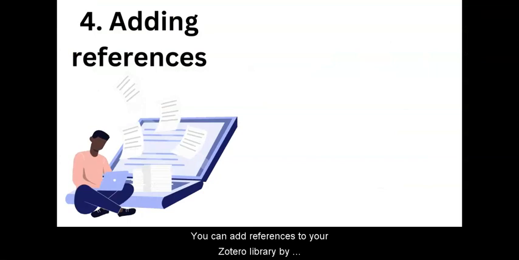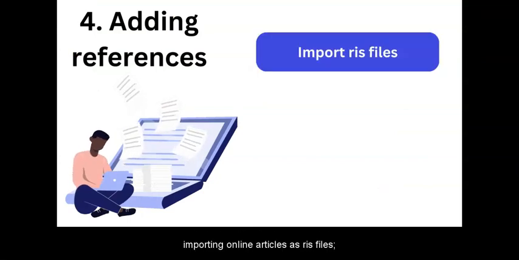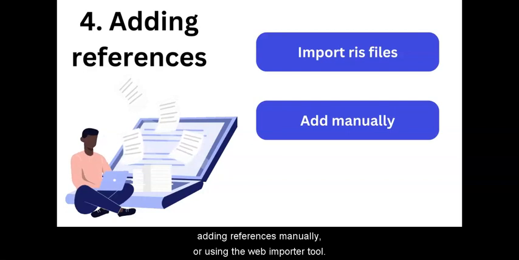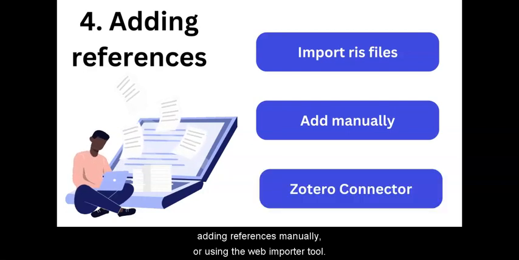You can add references to your Zotero library by importing online articles as RIS files, adding references manually, or using the Web Importer tool.